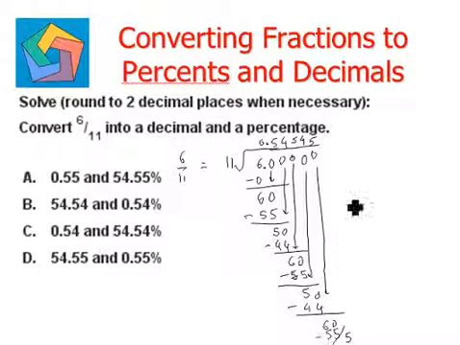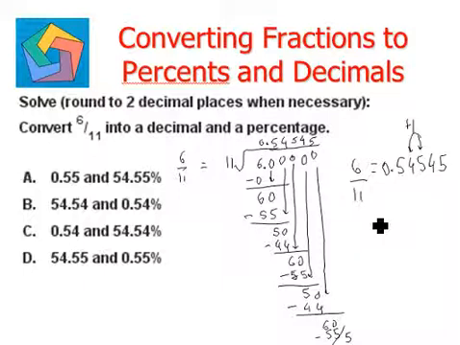So here we get 6/11 equals 0.5455. Round to two decimal places, we look at the third digit. 5 is equal to or greater than 5, so we add 1 to the second digit. So 6/11 in a decimal is 0.55. Now let's look into a percentage.